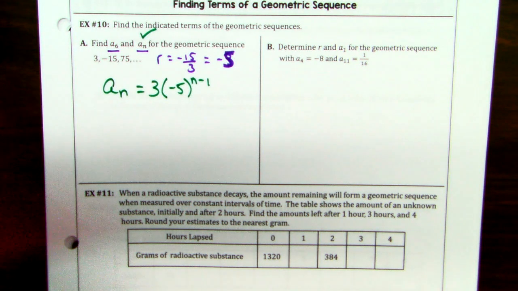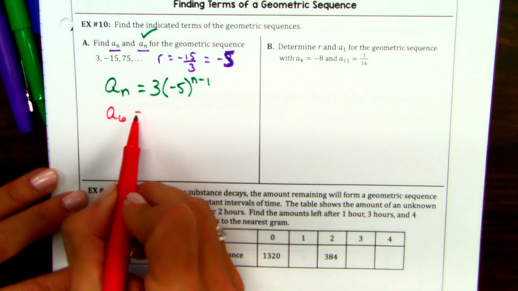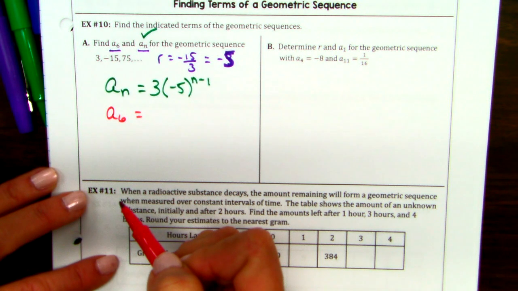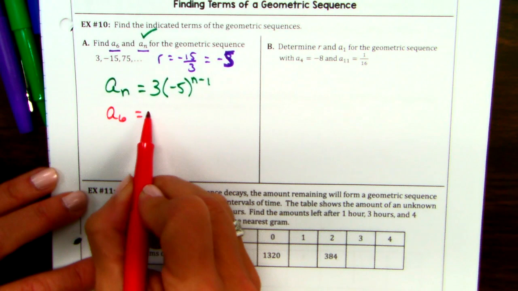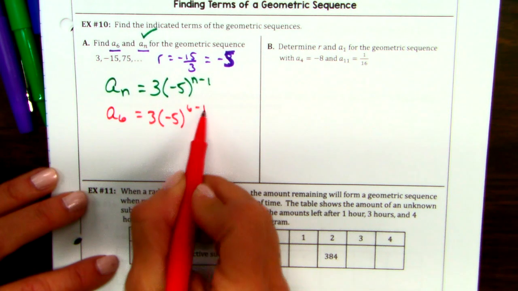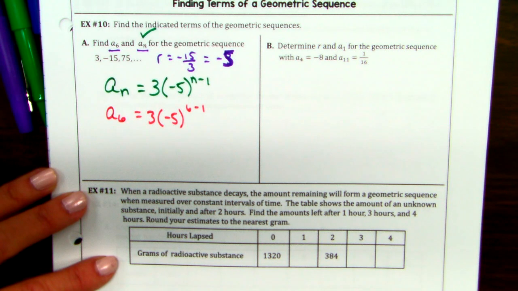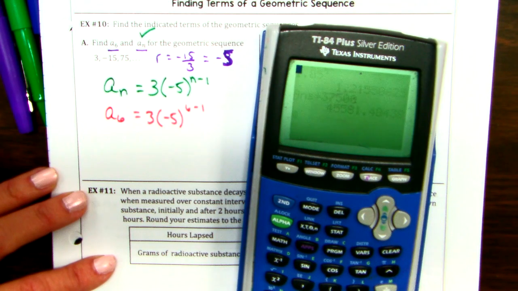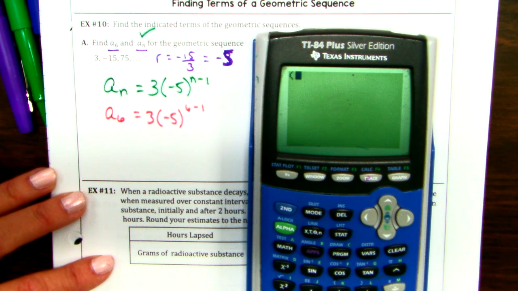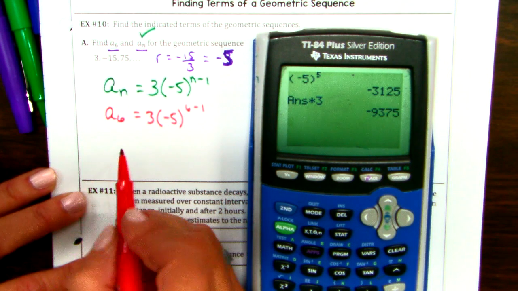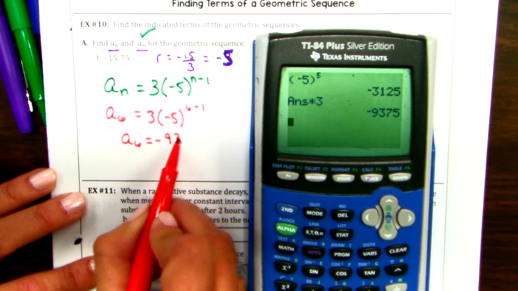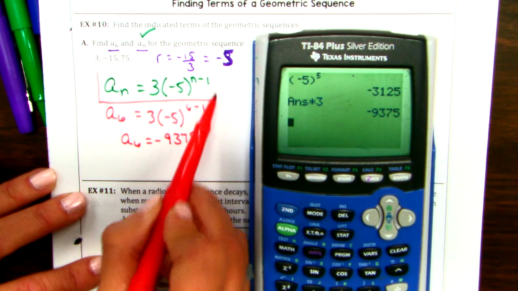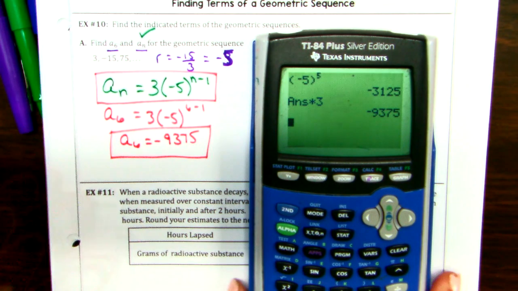And they want us to find the 6th term. So what do you think we do here, guys? Yes, that's right. I'll put the 6 with the n. Right, just like yesterday. I'm finding the 6th term. I plug in 6 for n. So 6 minus 1 is 5, right? And then I'm going to do negative 5 in parentheses in my calculator to the 5th power times 3. And the 6th term is negative 9,375. So there's a sub n and there's a sub 6. Good?